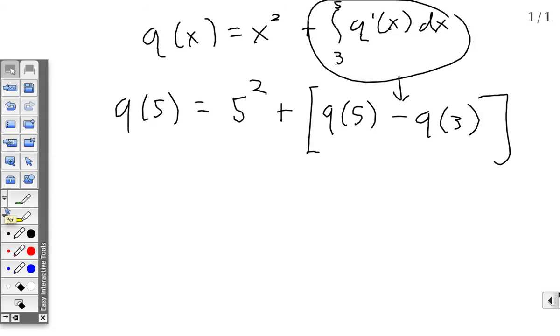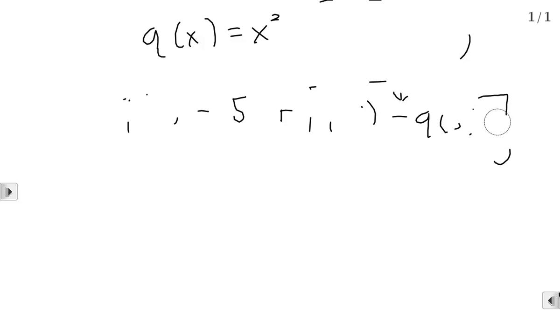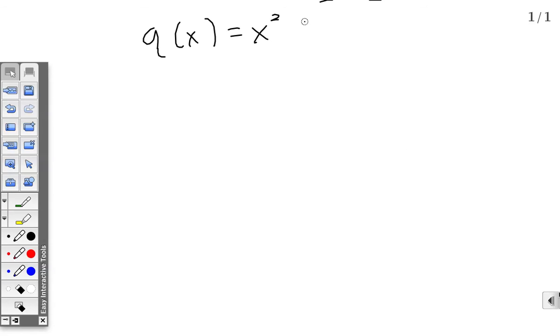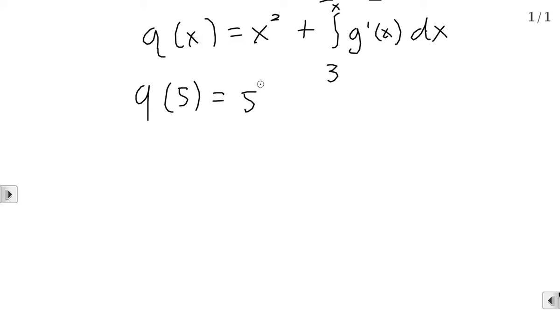Fudge. I just messed up this whole question. We're not starting over. I got thrown off. Some of you are probably going, Mr. Maltzby, that was a G prime, it was not a Q prime. Yeah, I know that, because it didn't make sense when I had a Q prime there. So this was 3 to x. This was a G prime of x. And this was a dx. So q of 5 means 5 squared plus the integral from 3 to 5 g prime of x dx.